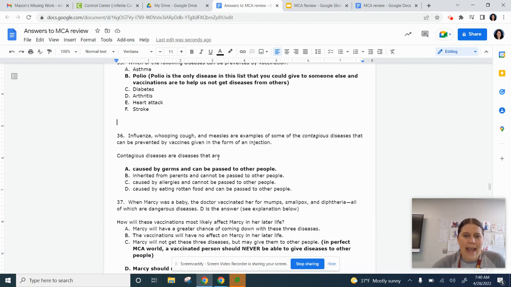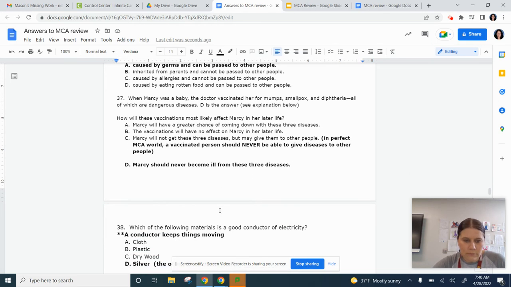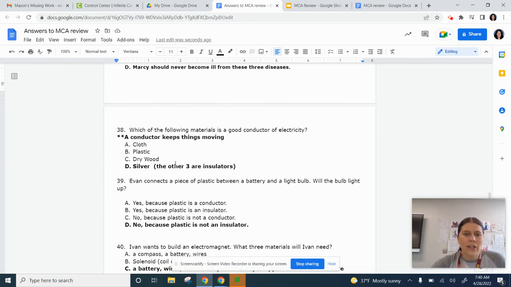36 should have been A. Contagious diseases are caused by germs, can be passed to others. 36 is A. 37 is D. If you get vaccinated for these diseases, you should never be able to get those diseases. 38, a conductor keeps things moving. So the conductor here is silver. It's a metal. All metals are usually conductors.